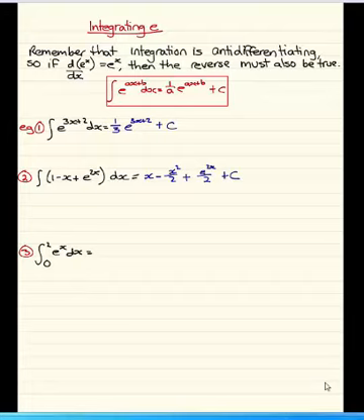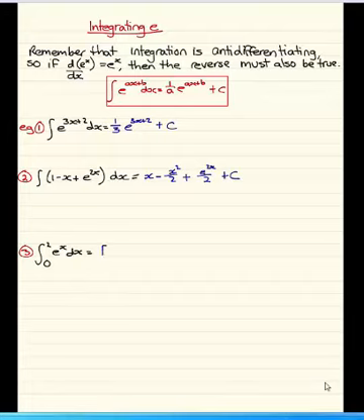Looking at number 3, so we're no longer looking at an indefinite integral now. Now they're asking us to work out the integral of e to the x from 0 to 2. So this is the calculation you would need to do if they wanted to know the area under the curve of e to the power of x from the point where x equals 0 to x equals 2.